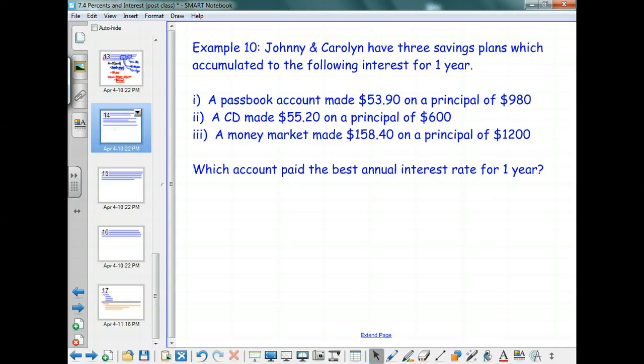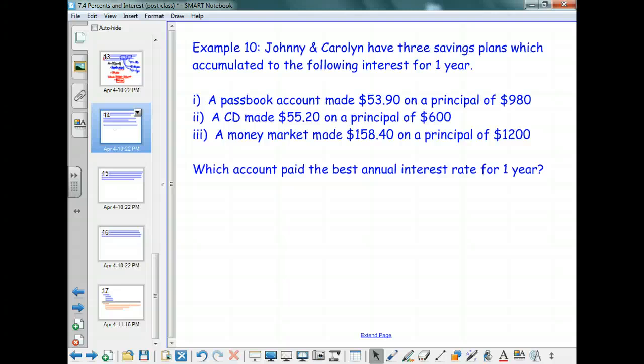All right, example 10. Johnny and Caroline have 3 savings plans which accumulated to the following interest for 1 year. A passbook account made $53.90 on a principal of $980. A CD made $52.20 on a principal of $600, and a money market made $158.40 on a principal of $1,200. Which account paid the best annual interest rate for 1 year?